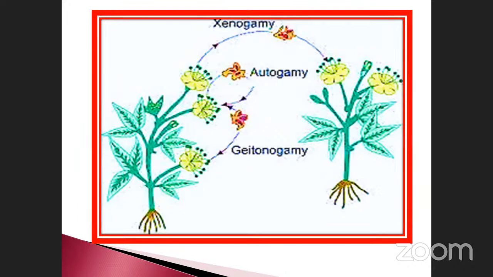What is autogamy? It's nothing but the same flower only. The male gamete transfers to the female gametophyte, only in the single flower. But geitonogamy is the same plant but a different flower. But xenogamy is one flower of the plant to another flower of another plant. Got it?